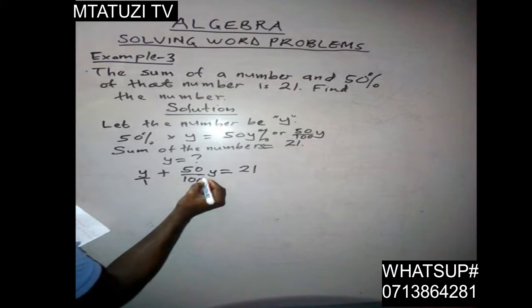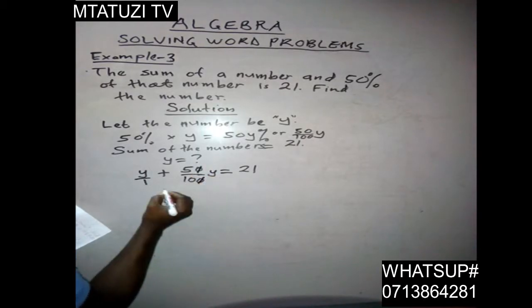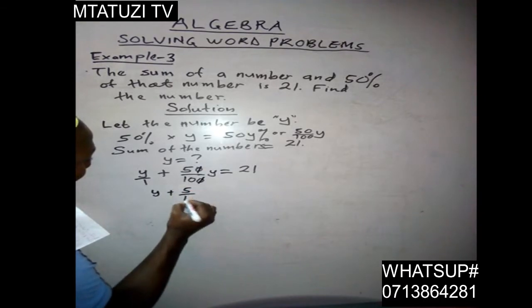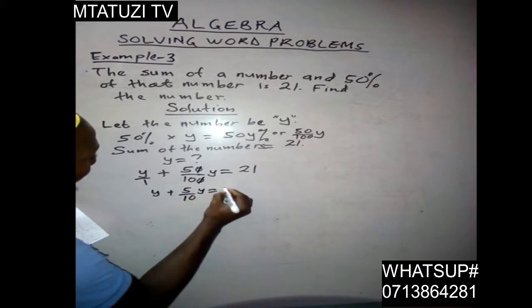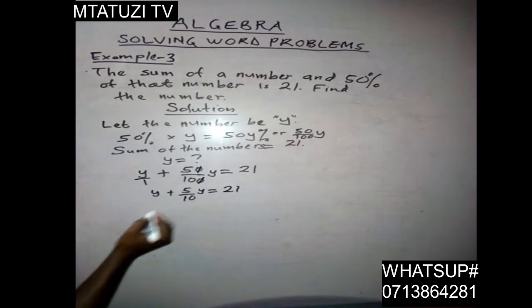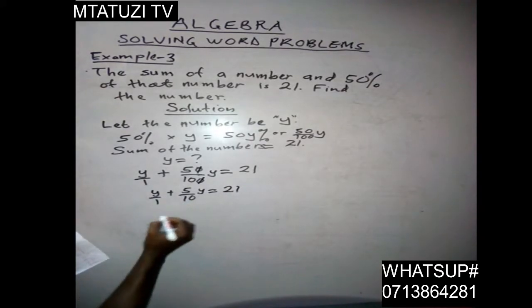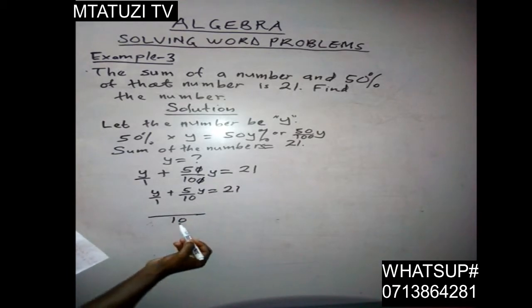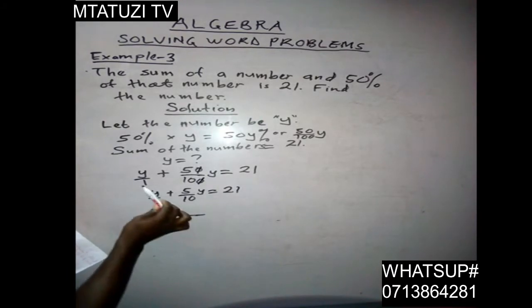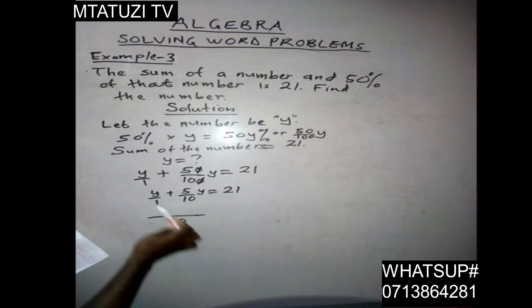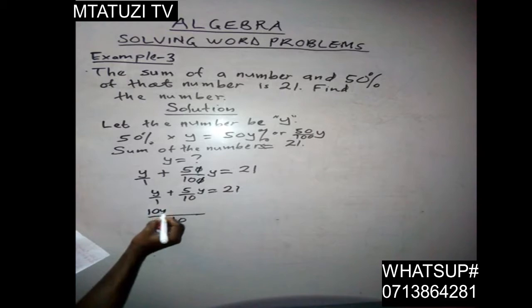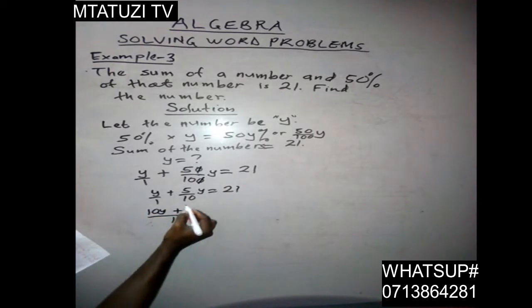We can do this: the 0 and the 0 here cancel, so remains y plus 5 over 10y is equal to 21. So now let us find the LCM between 1 and 10, and that is 10. 10 times y, we get 10y, plus 10 divided by 10 is 1, 1 plus 5, you get 5y.